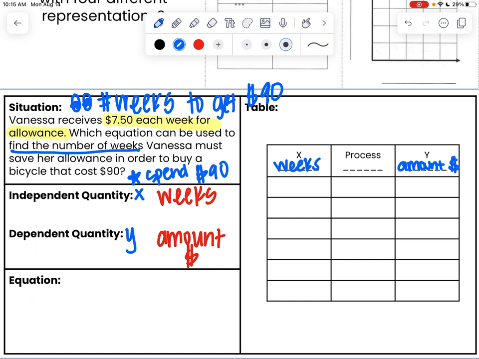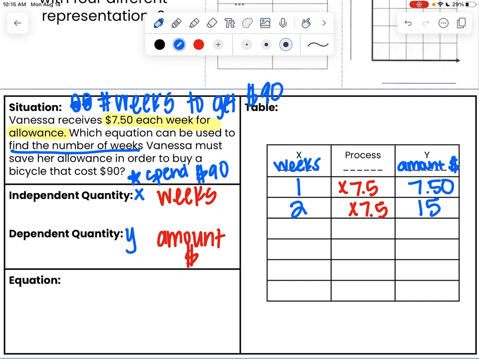And Y is the amount of money. So they told me that it takes 1 week for Vanessa to get $7.50. At that rate, if I get $7.50 every week, in 2 weeks I will have $15. I'm noticing immediately that this is not additive, but multiplicative, because I'm having to take each week and multiply it by how much money we're earning. So 1 times 7.5, 2 times 7.5, and we can continue that.